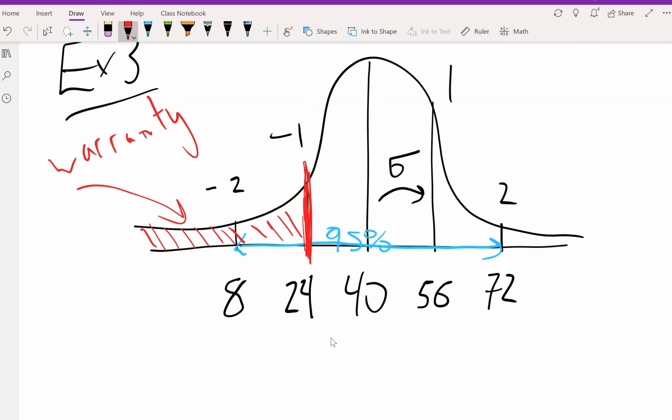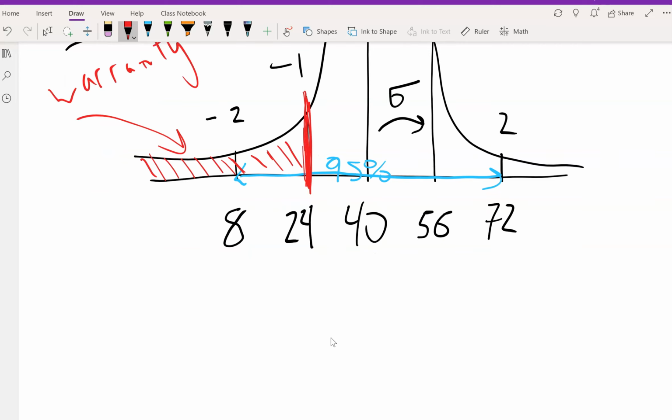So the question is, what are the odds a random product will break during there? So that's the question. What is the probability my product will last less than 24 months? The good thing is, I have a picture. I have not only an X value, I actually have so nicely the Z value.